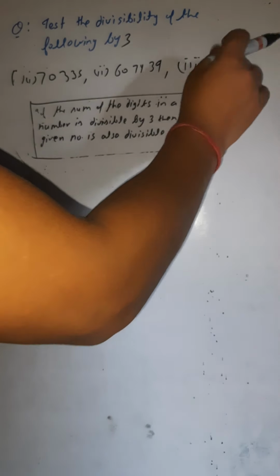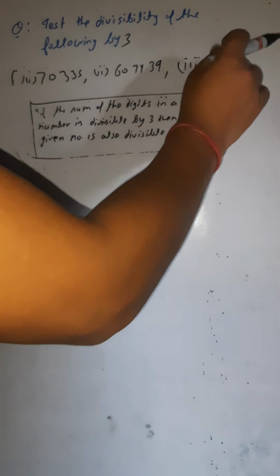So if you see the first one, first we have to add the digits of the given number. The sum of the digits of the given number should be divisible by 3. So first we will find out the sum of the digits. It is 7 plus 0 plus 3 plus 3 plus 5. If you are adding these all, how much are you getting? 7 plus 0, 7 plus 3, 10 plus 3, 13, 13 plus 5, 18. Now, is 18 divisible by 3 or not? Yes, 3 6s are 18.